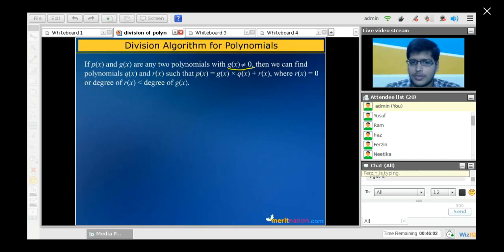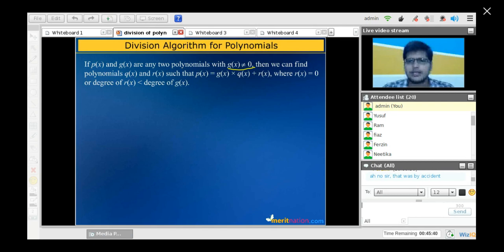Now, if you observe, p of x is equal to g of x into q of x plus r of x, that is nothing but Euclid's division lemma. Whereas in Euclid's division algorithm, when you are trying to find the HCF of two numbers, you continuously do the process. You do not stop somewhere over there. Okay, that's fine, Virgin.